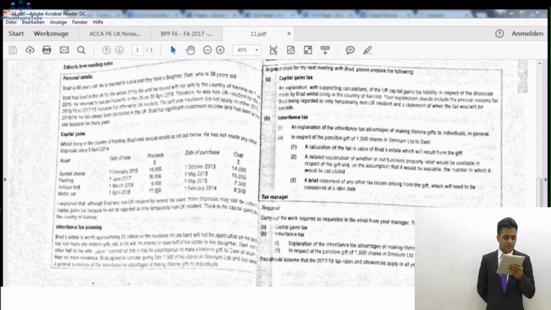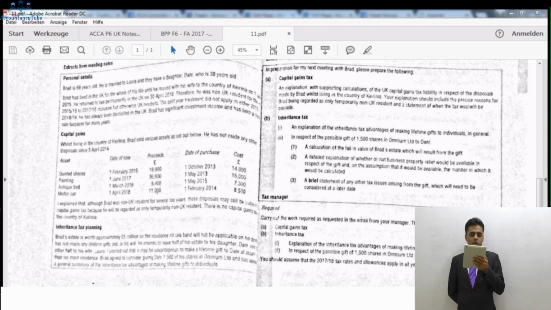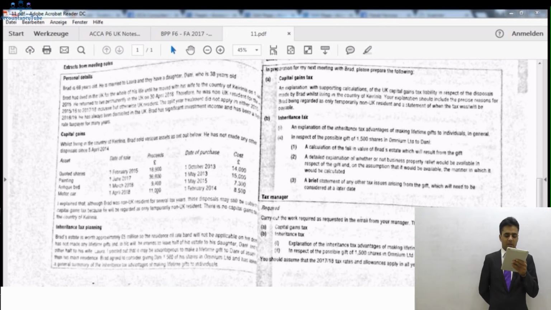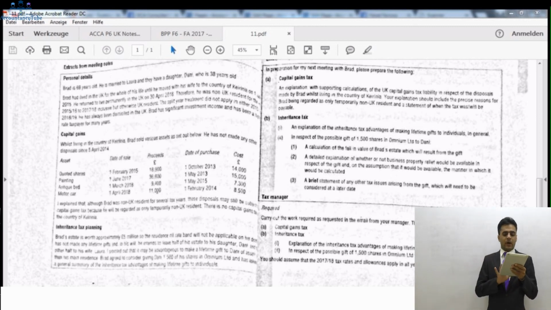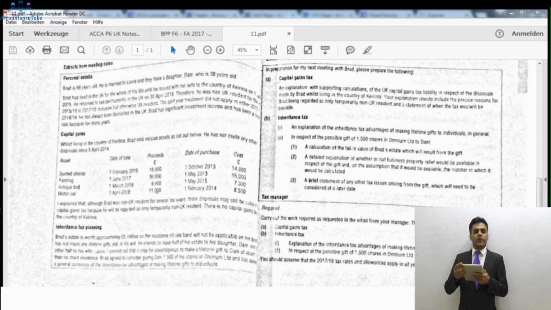And after that it says, I explained that although Brad was a non-UK resident for several tax years, these disposals may still be subject to capital gains tax, but he will be regarded as temporarily non-UK resident. There is no capital gains tax in the country of Croatia. So that was the answer which I've just told you. We will have to write down the temporarily non-resident status for him. Then we have to explain how much the capital gains tax will be payable on all of these assets.